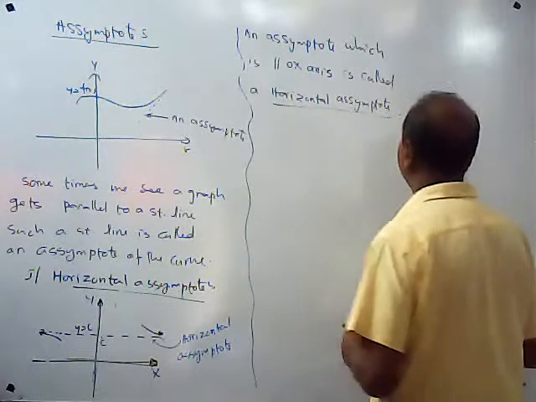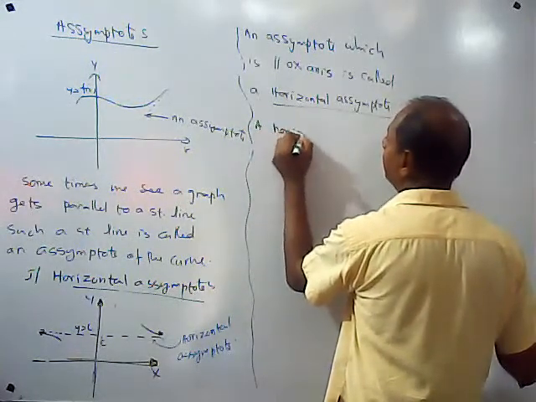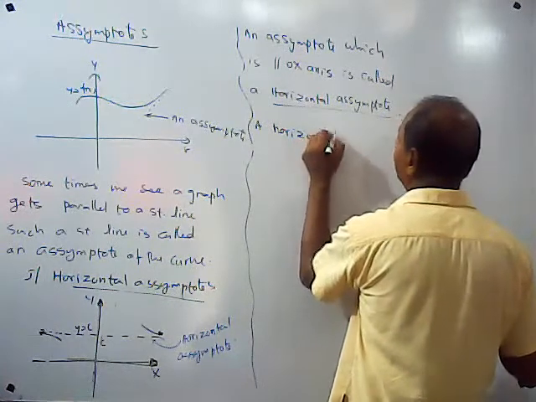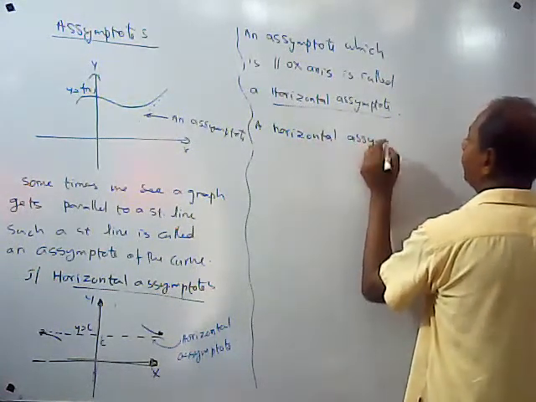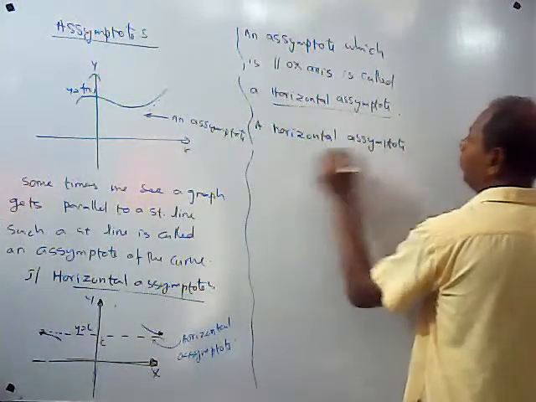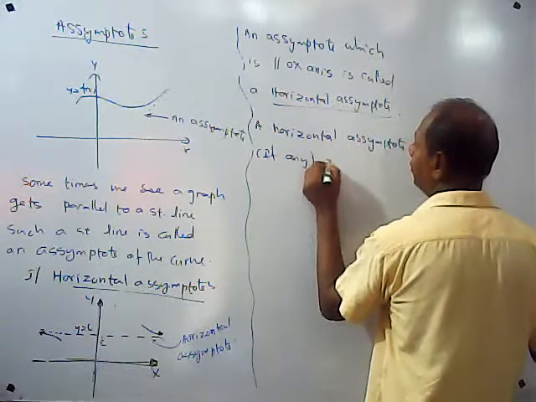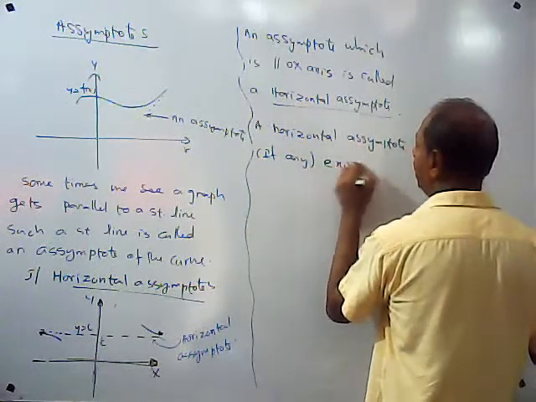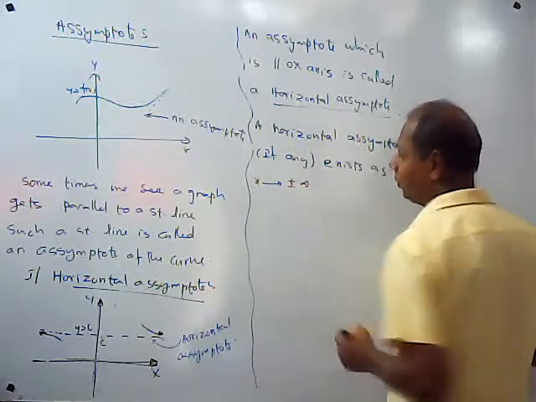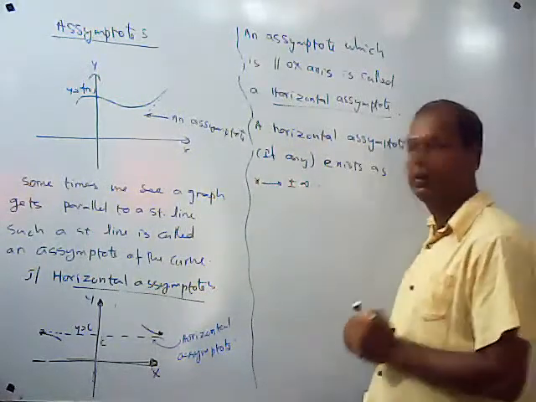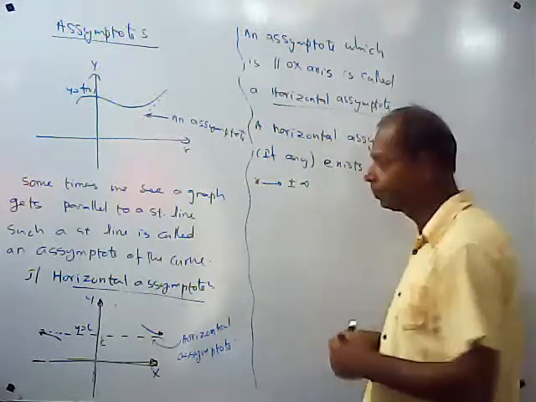So we write: a horizontal asymptote, if any, exists as x goes to plus or minus infinity, right? So welcome to vertical asymptotes also, then we can come to examples.